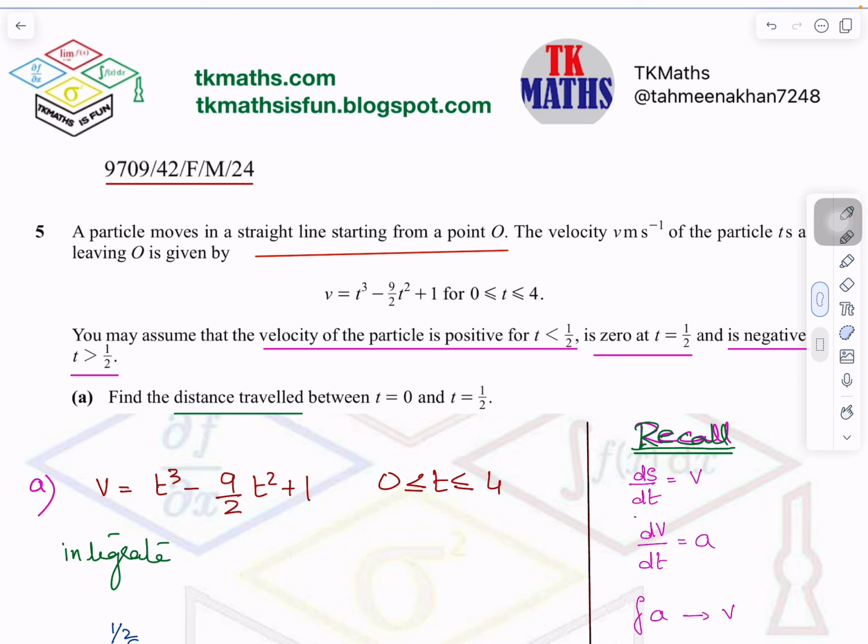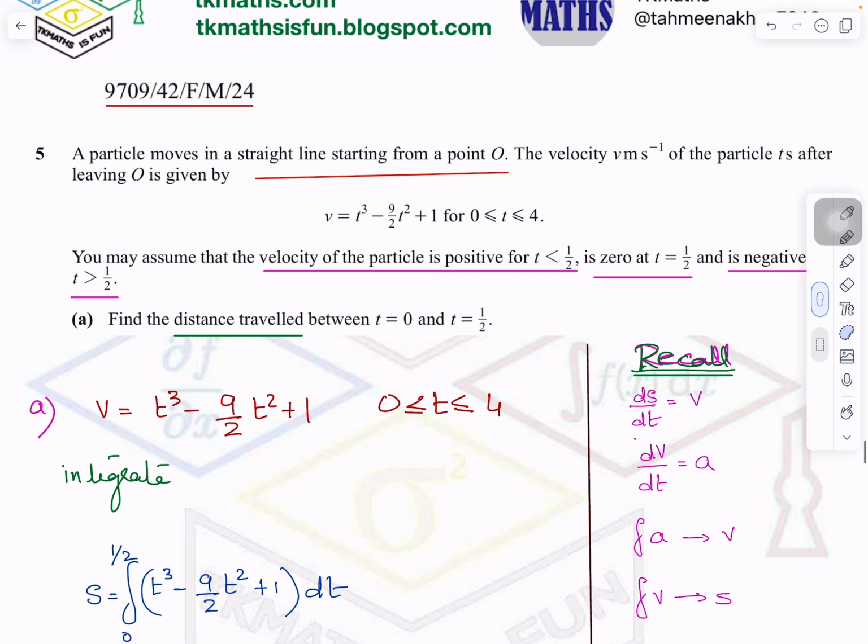In today's video, we will solve a question of M1, which is a part of the syllabus of A-level mathematics. Code is 9709, paper is 42, and it is February-March 2024. So this question you can see is straight away from the topic calculus, where the velocity equation is given to you.